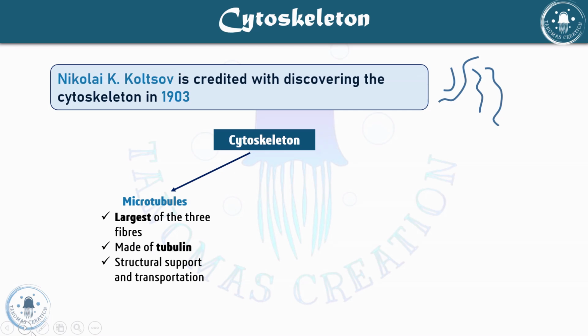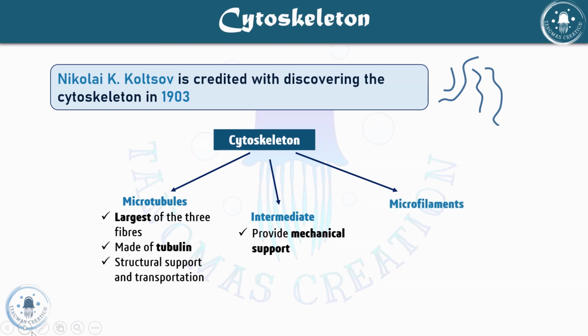It works like a skeleton, so it provides structural support, and besides this, microtubules also do transportation. Now, another fiber is the intermediate fibers. They provide some mechanical support. The microtubules provide the structural support, and the intermediate fibers provide mechanical support.